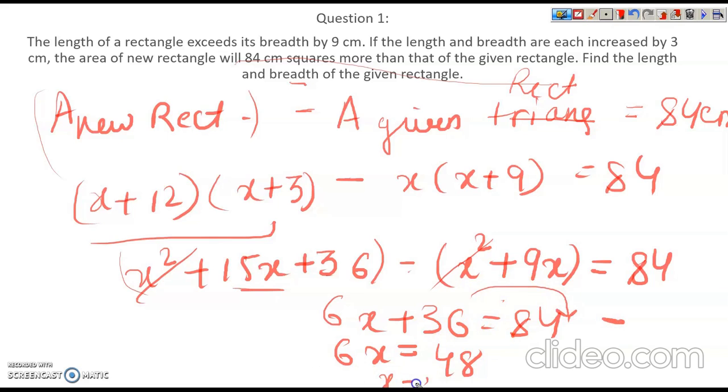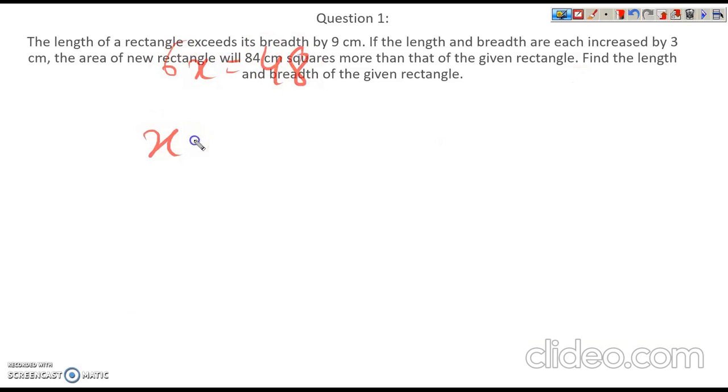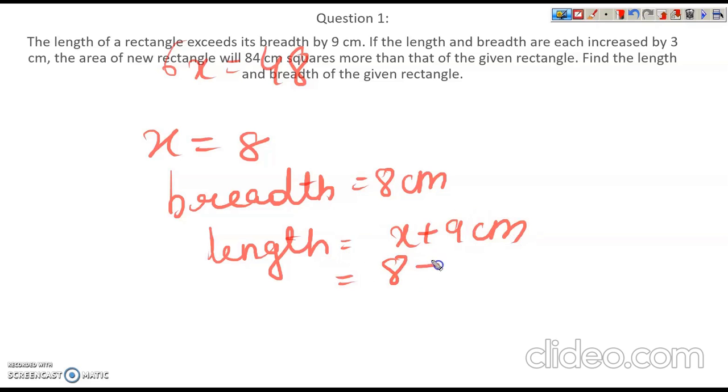So from this equation, we found out that x is 8. X is 8, that means breadth is 8 centimeter. Now to find length, length is given x plus 9 centimeter. So we can say that 8 plus 9 centimeter is 17 centimeter. This was a bit easy.